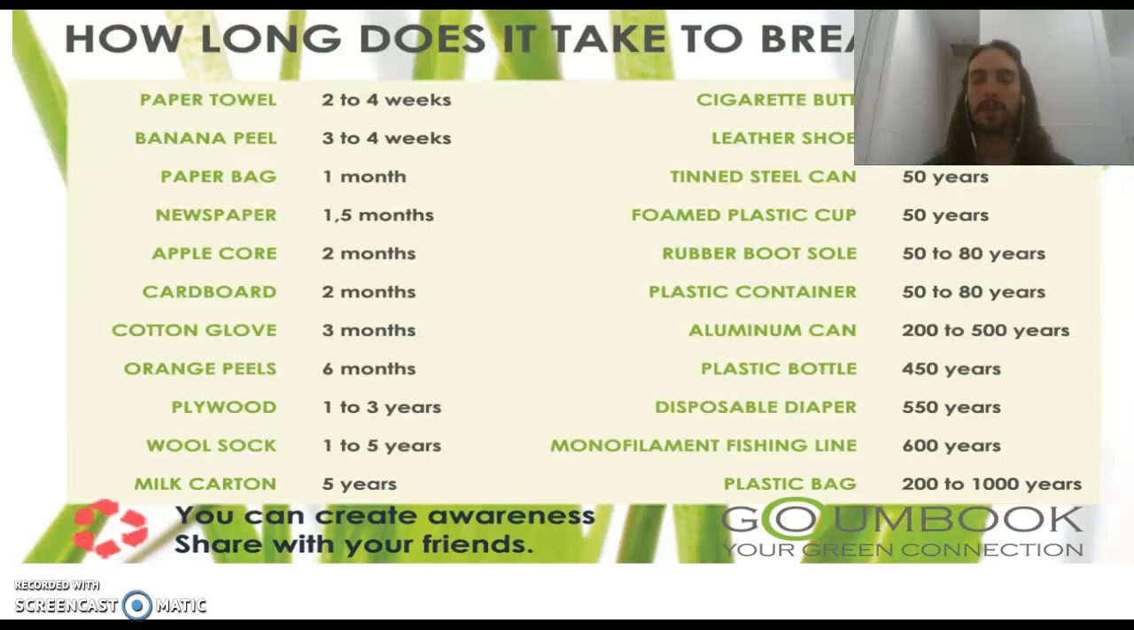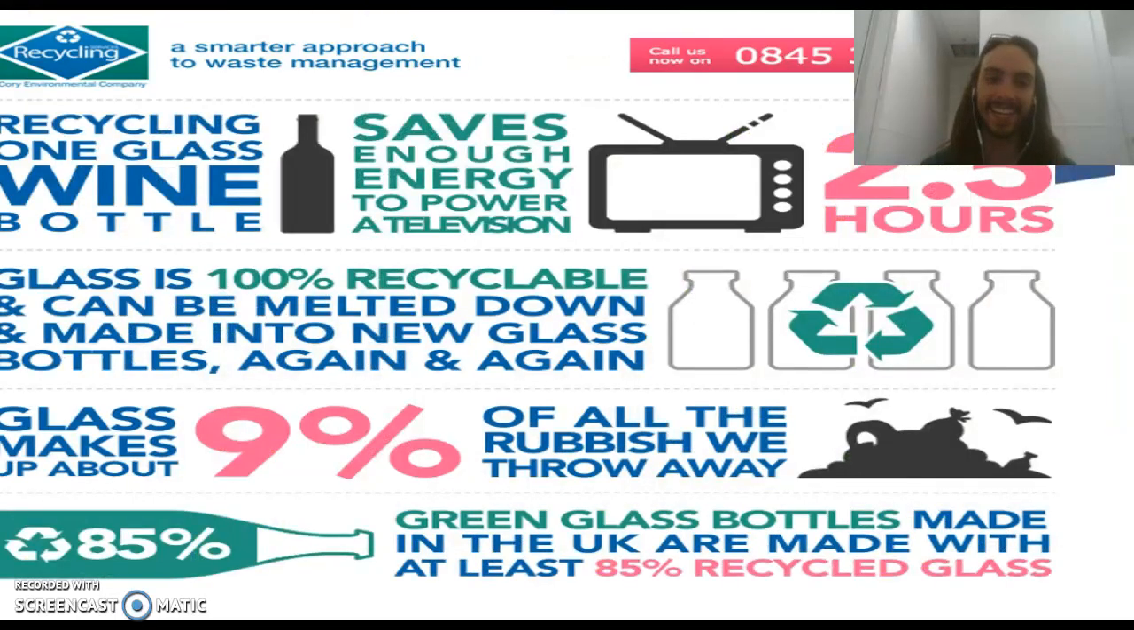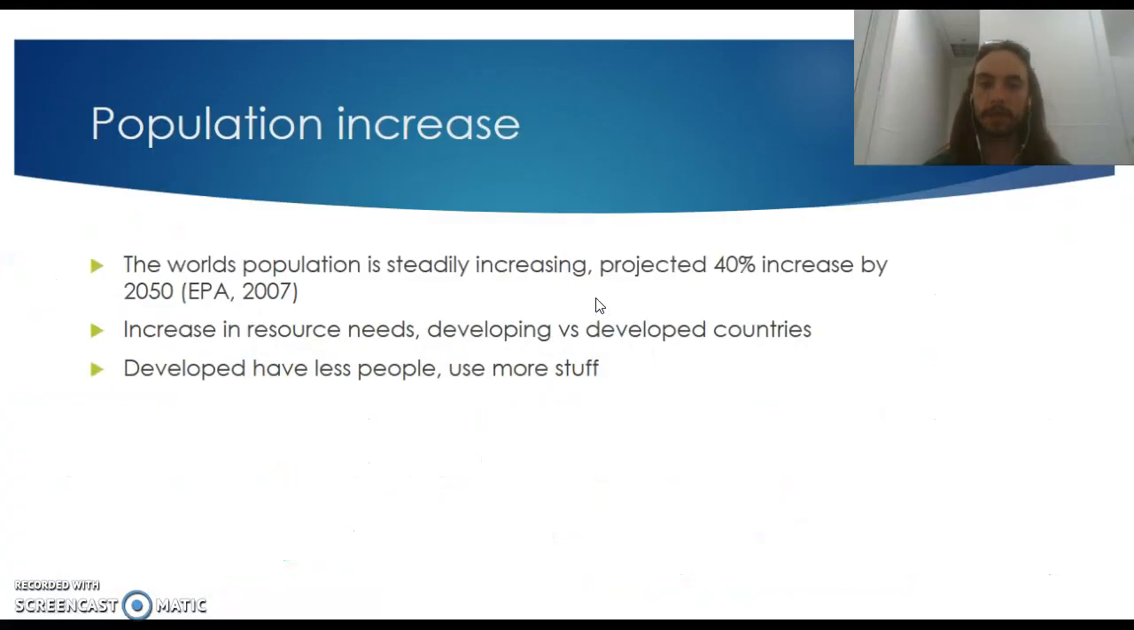You can recycle it. We have the recycling plants necessary for that, and it can be recycled an infinite amount of times, and that helps the economy as well. So just recycle. Here's just a nice little graphic here of recycling one glass wine bottle. It saves enough energy to power a television for 2.5 hours. Glass makes up about 10% of all the rubbish we throw away. It's 100% recyclable, and in the UK, 85% of green glass bottles are made with at least 85% recycled glass. So they're on the right track there.